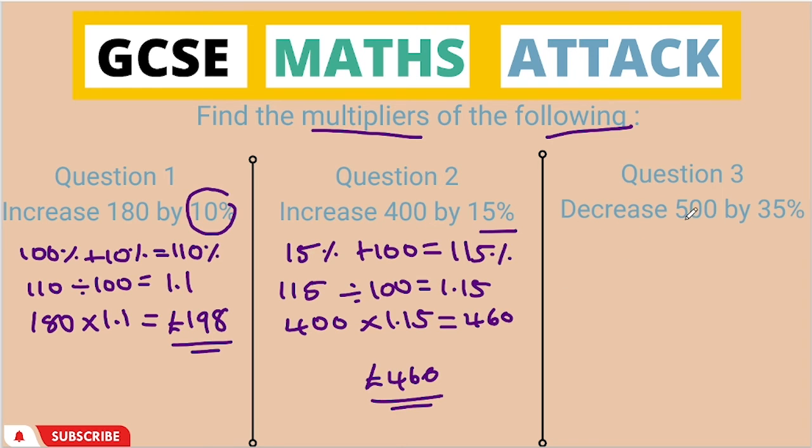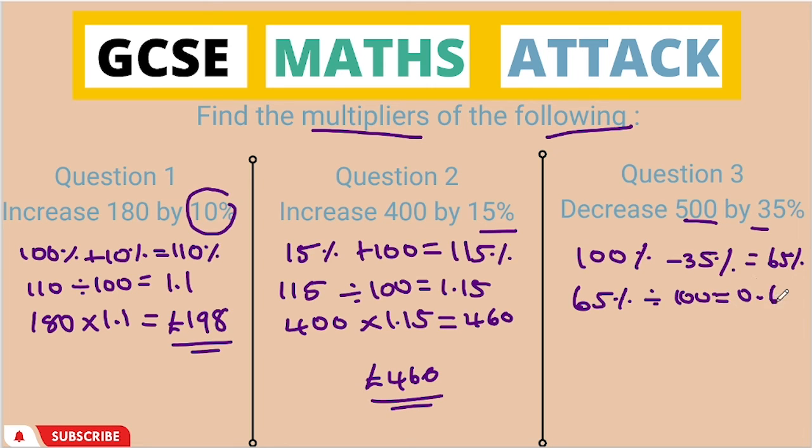The next question, decrease 500 by 35. So I have 100%, subtract 35%, and I am left with 65%. And now what I'm going to do is 65%, and I'm going to divide that by 100, which is 0.65. So what I'm going to do is 500 times 0.65, and my answer should be 325. So well done if you've got this question correct.